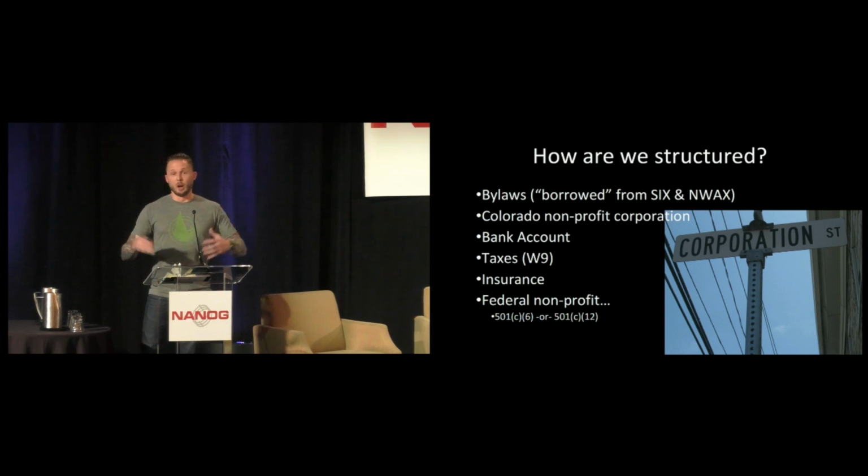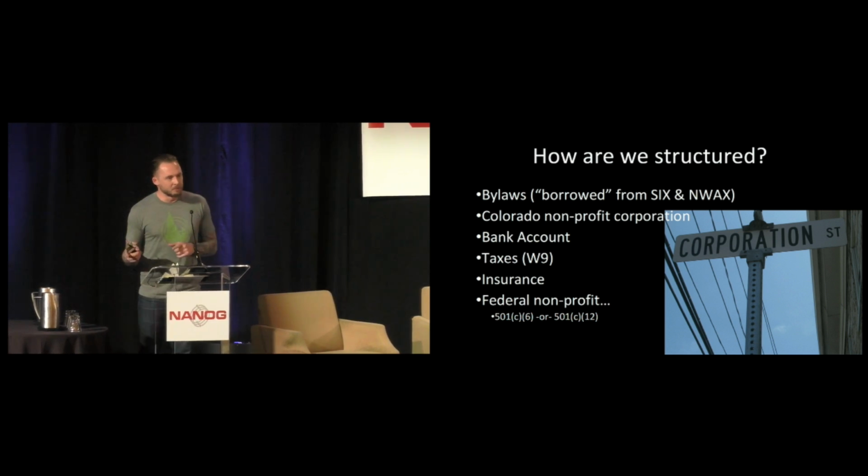Structure, right? Beyond the switch and all those little tools you have, there's also an organization behind this whole thing. You have to be able to handle money and that kind of stuff. So we basically borrowed the bylaws. We copied the bylaws from SIX and NWAX and just kind of hacked those two together and then made little changes where we thought there should be changes. We're a Colorado nonprofit corporation. We have a bank account. We're filing taxes on a W-9. We have insurance in case something blows up. Really, mostly liability insurance, so if the switch explodes and hurts someone else, we're covered. Which is also required to be in the data center, so little things like that.